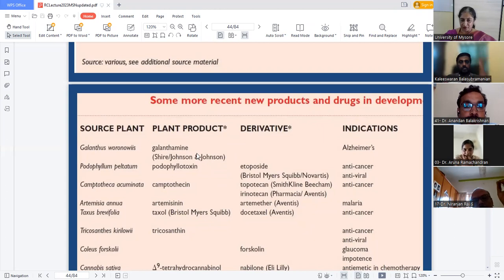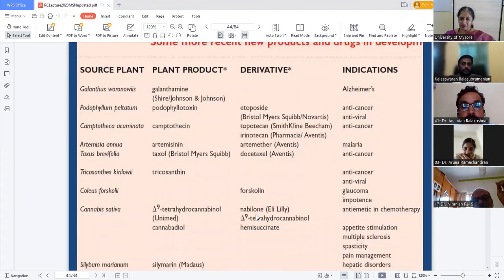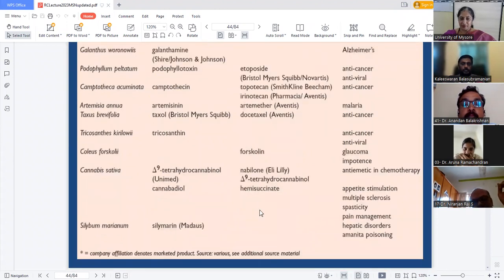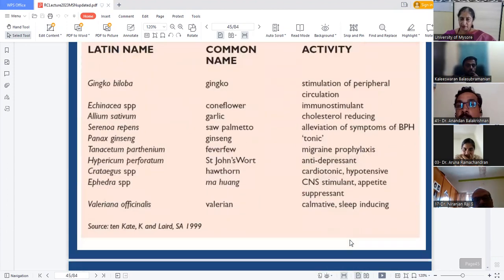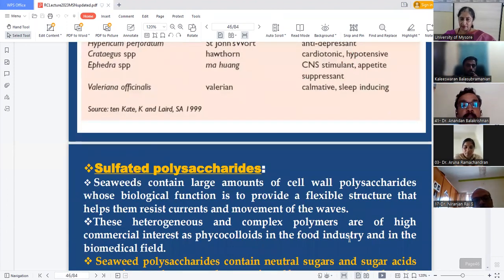Trichosanthins from one of the species of Trichosanthes, which we all use as a source of vegetable, has anti-cancer as well as antiviral properties. Then Silybum marianum, the milk thistle, is also used in treating hepatic disorders and to treat mushroom poisoning from the group Amanita phalloides. Okay, and the list is endless.